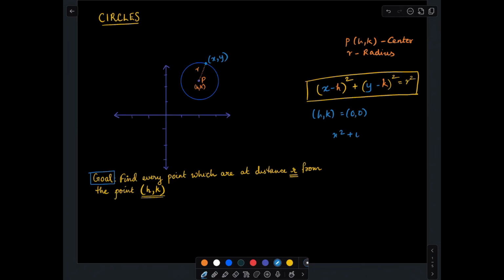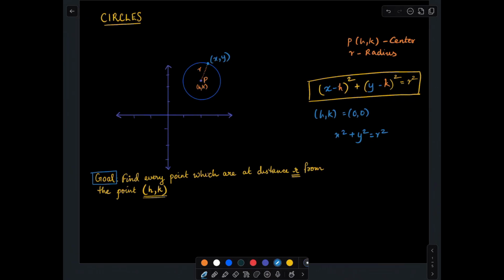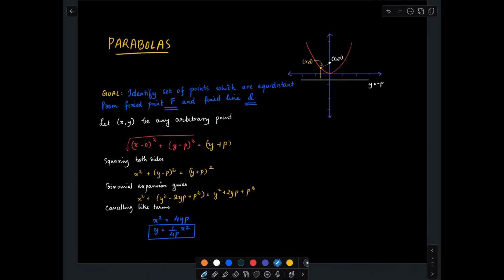Now, suppose we want to identify a set of points where every single point is equidistant from a fixed point F and a fixed line d. This set of points is called a parabola. The point F and the line d have special names. F is called the focus and the line d is called the directrix.